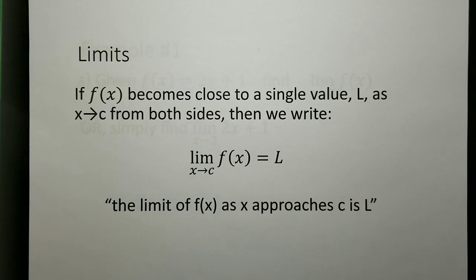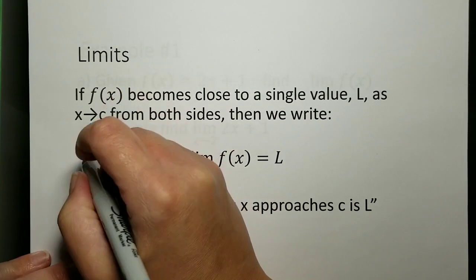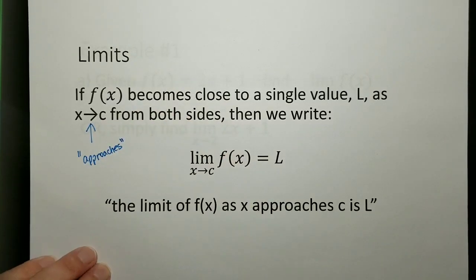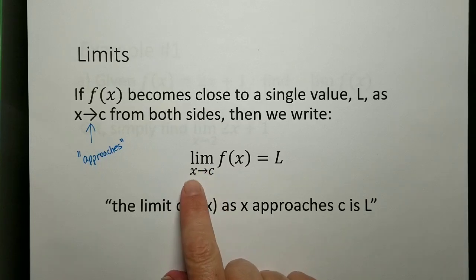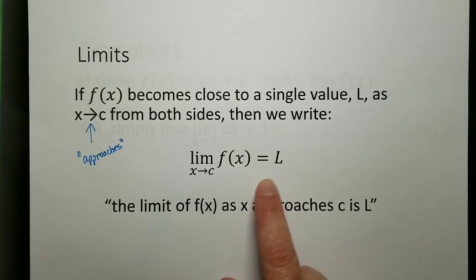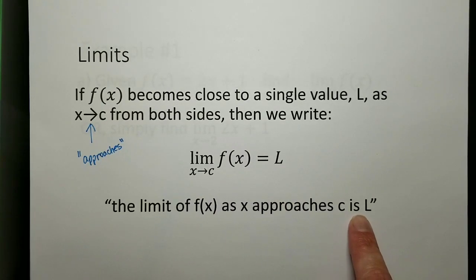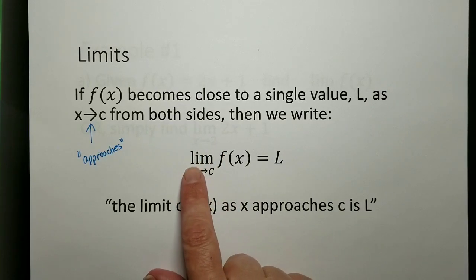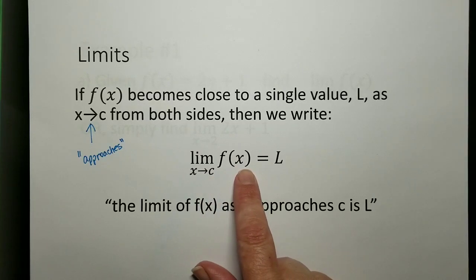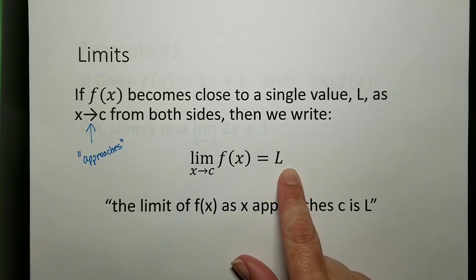So here's a more mathematical definition. If f of x becomes close to a single value L as x approaches, that arrow means approaches, C from both sides, then we write, and here's our notation, the limit as x approaches C of f of x equals L. So the limit as x approaches whatever this value is, usually a number, of the function equals that value.